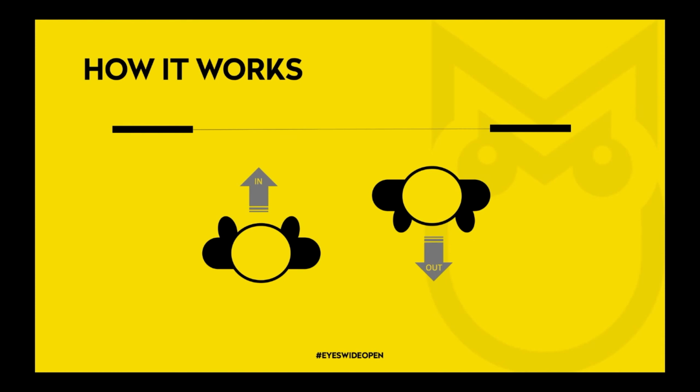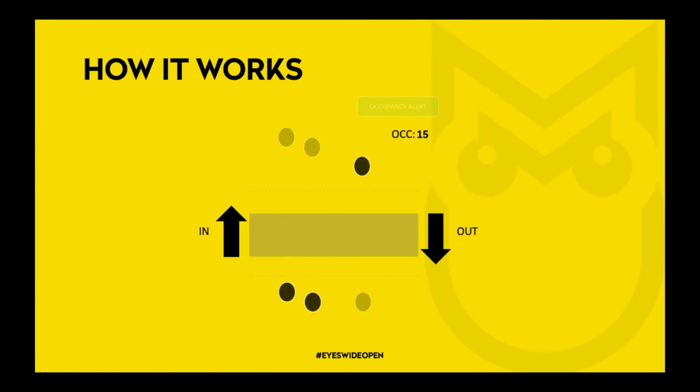As I mentioned, we're always taking a top-down view. So the camera's always trying to detect tops of heads and is detecting the direction in which a person's moving in and out of that building. So we've got the in and out status, and then obviously able to calculate the occupancy of the store at that particular time.